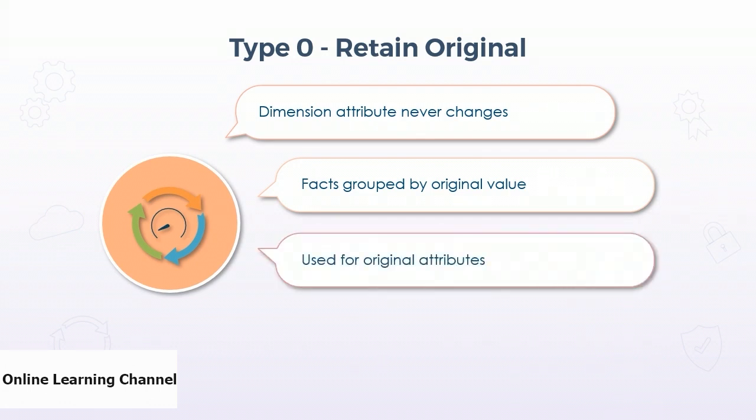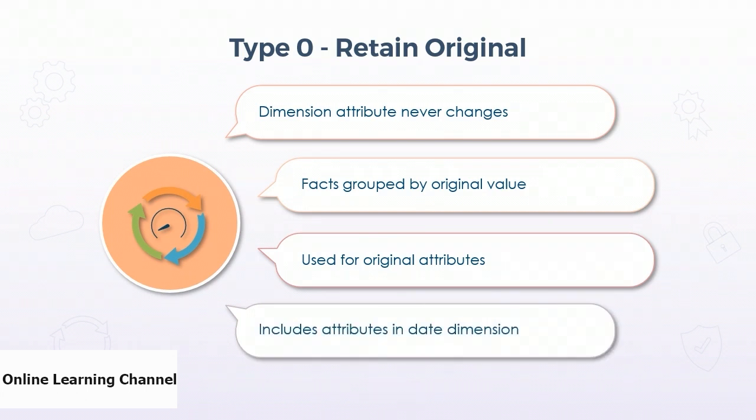Any attribute that has original at the start of the name is probably a candidate for type 0. For instance, if we had an original set point for our thermostat that served as a baseline. Date and time dimensions often fall under this type. For example, if a temperature dimension fact is read from the thermostat, it will have a timestamp that's not going to change moving forward.